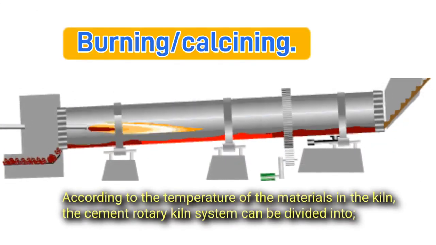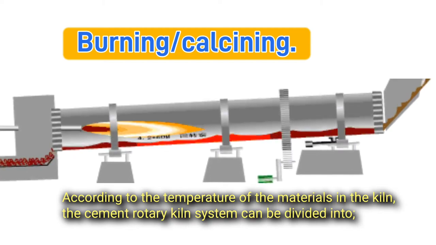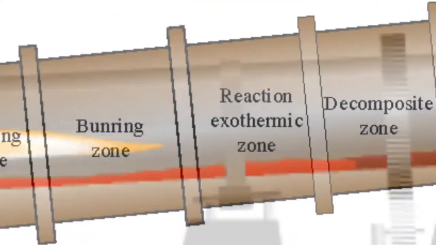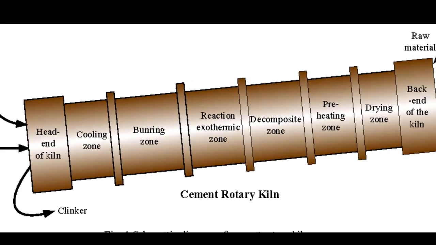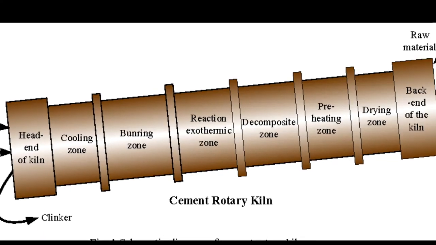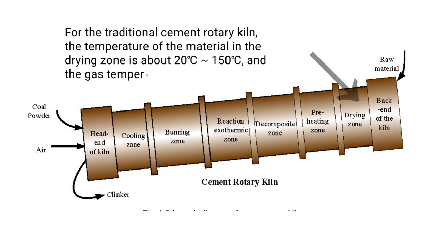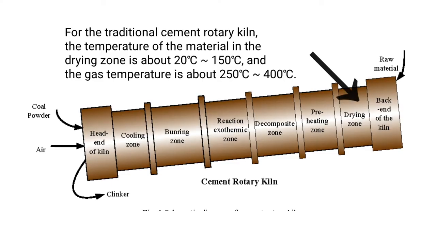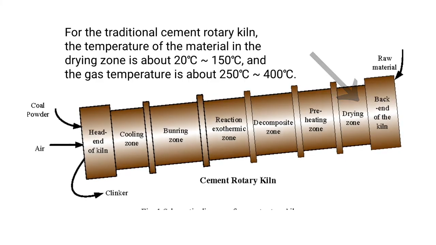Burning, calcining. According to the temperature of the materials in the kiln, the cement rotary kiln system can be divided into drying zone, preheating zone, decomposition zone, exothermic reaction zone, burning zone, and cooling zone. Drying zone. For the traditional cement rotary kiln, the temperature of the material in the drying zone is about 20 to 150 degrees Celsius, and the gas temperature is about 250 to 400 degrees Celsius.